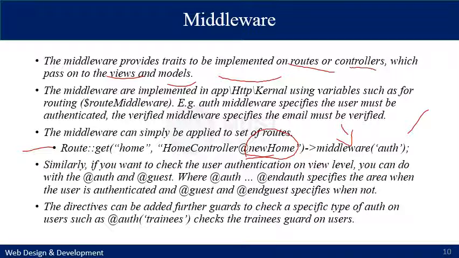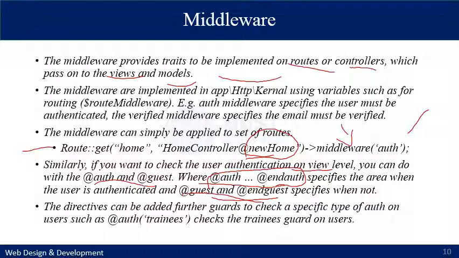Similarly, if you want to check the user authentication at the view level, you can do it with the auth and guest attributes. So auth and end auth specify the area where the user is authenticated, and guest specifies the area when the user is not authenticated. So you can design a page for when the user is logged in, and you can display their profile picture, username, and logout button. In this phase, you can specify a login and register option.